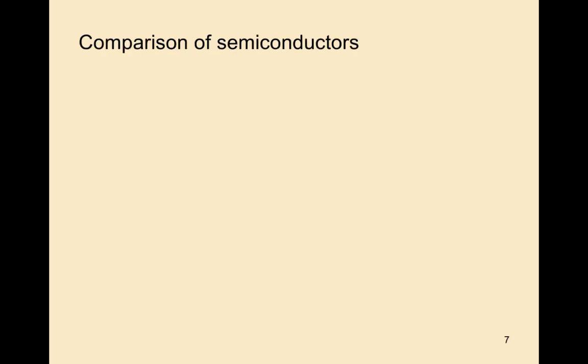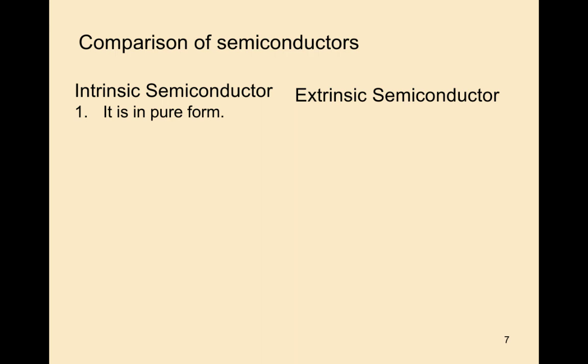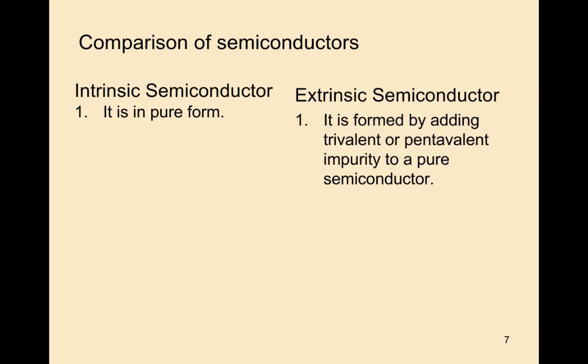So we know about intrinsic and extrinsic semiconductors, and now we compare these two. First point: an intrinsic semiconductor is in pure form. An extrinsic semiconductor is formed by adding trivalent and pentavalent impurities to a pure semiconductor.